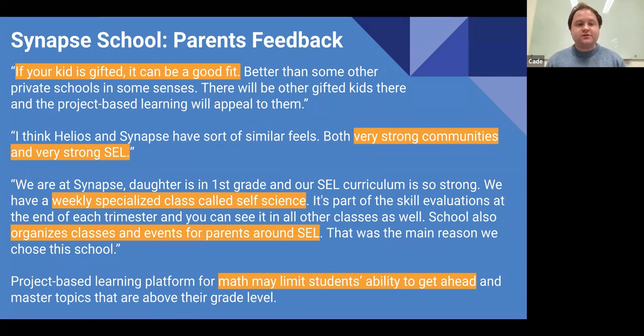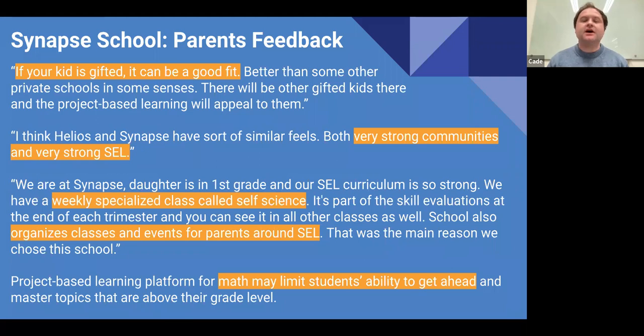The third quote is, "We're at Synapse. Our daughter is in first grade and our SEL curriculum is very strong. We have weekly specialized classes called self-science, and it's part of the skill evaluation at the end of each trimester. And you can see it in all of the other classes as well. The school also organizes classes and events for parents around SEL." That was the main reason why they chose this school.